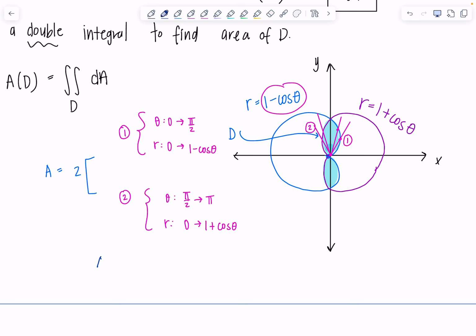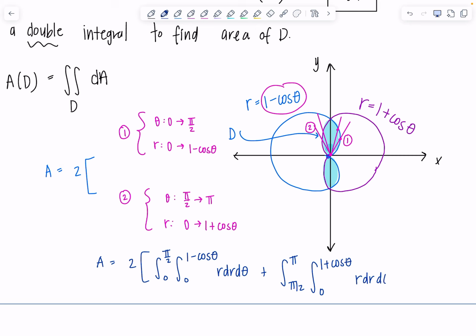Okay, so area is going to be 2 times, we'll have integral 0 to pi over 2, 0 to 1 minus cosine theta, and what's dA in polar coordinates? Perfect. Plus, the other integral, theta is going to go from? Good. And R? 0 to 1 plus cosine theta. Good. And dA is r dr d theta. Good.